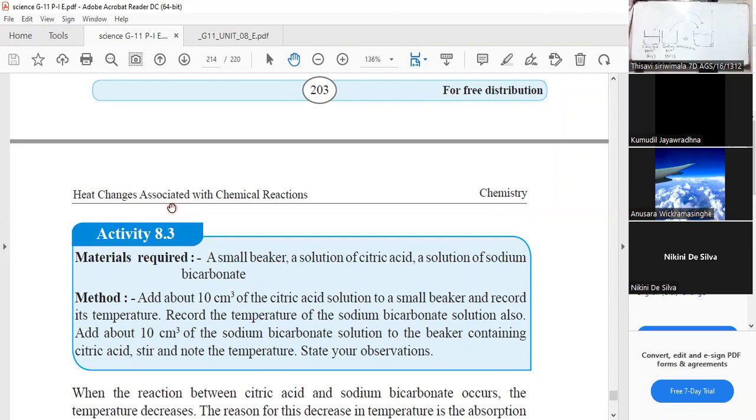So you will see the temperature is reducing. So the temperature will reduce.